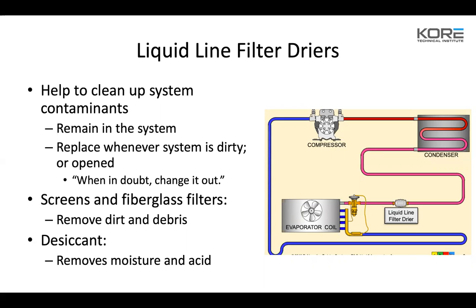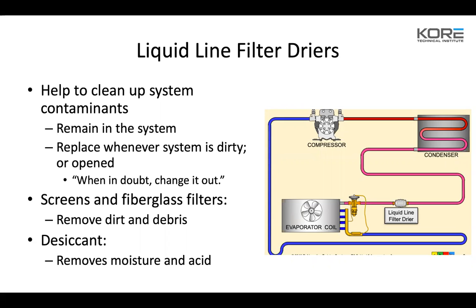Because you're going to introduce a lot of contaminants into that system anytime you open it. Not only are you going to have some carbon, even if you're flowing some nitrogen, you still might have some carbon from your welding, but then you're also going to have some air and moisture in that line. What a filter dryer does is really make sure that we don't contaminate the system. And if we do, that contamination gets held in the filter dryer.